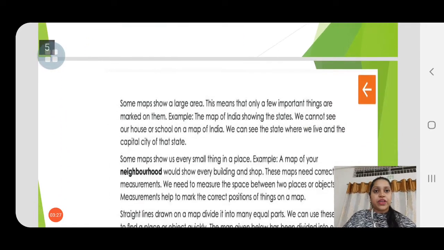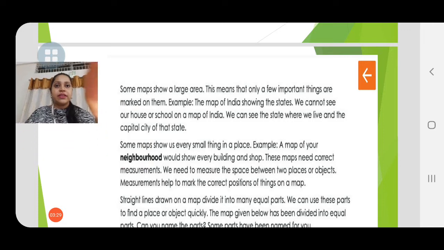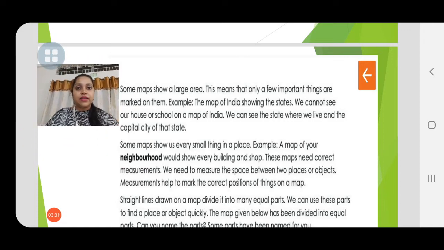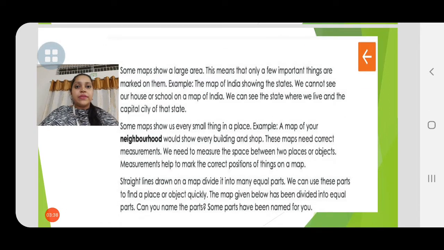In your textbook, you can take out this page, children, and you'll see it's given: some maps show us every small thing in a place. Example, a map of a neighborhood which shows every building and shop. These maps need correct measurements. We need to measure the space between two places or objects. Measurements help to mark the correct positions of things on a map.